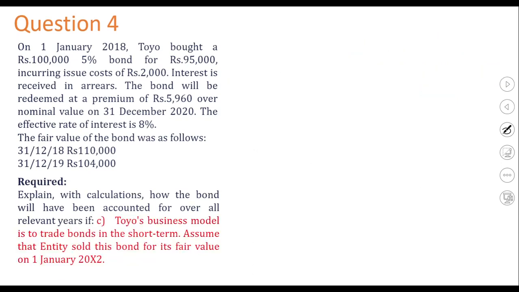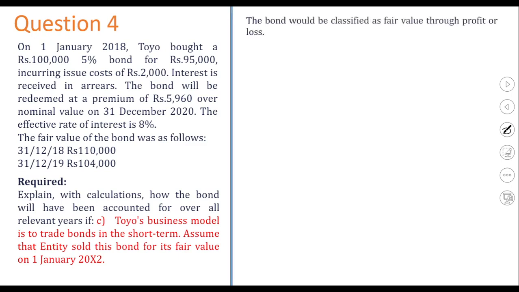Then we'll move to the third category, which is fair value through P&L. The business model is to trade in the short term, so it will be fair value through P&L. So it's easy. Initially measured at, this is the fair value through P&L, so initially measured at which value?